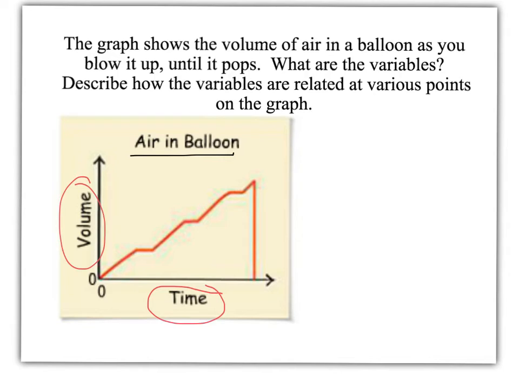Now, it's really easy when they give you a graph. What's going to be tough is when they don't give you the graph and you have to come up with the variables, but we'll work on that. And then it says describe how the variables are related at various points on the graph. Okay, so time. This can be anything you want, like maybe say seconds. But there's no numbers down there, so you can't say at 3 seconds the volume was this. They just want to know in general.